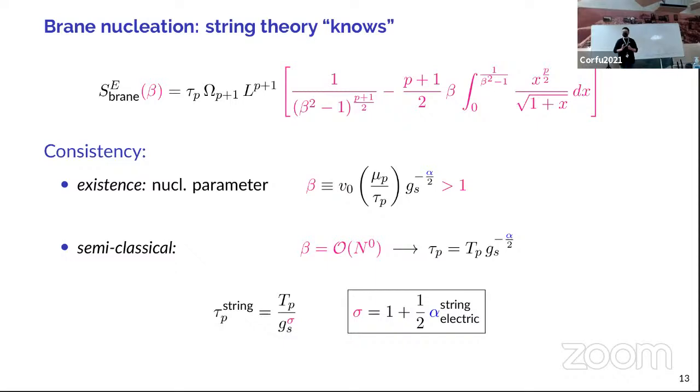And what I want you to get from this, the main takeaway, is that the semi-classical consistency of this decay process implies that the branes that are nucleating have a very peculiar scaling of the tension, which is exactly what you would expect from the microscopic string theory. So we recovered some strong evidence that the branes that make up these low energy effective field theory geometries, and then nucleate and expand, are actually the very same branes of the microscopic theory. And again, without supersymmetry, we need to grab everything we can to support these kinds of stringy pictures.